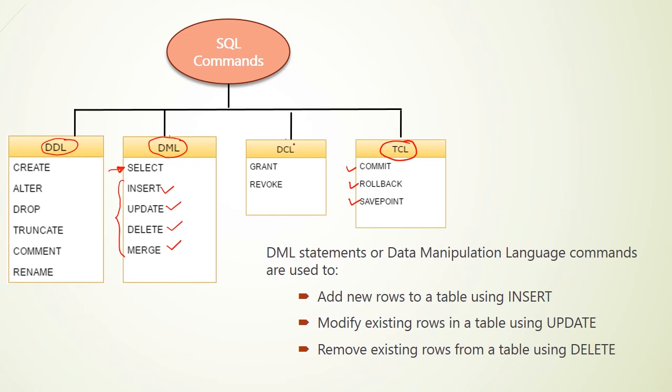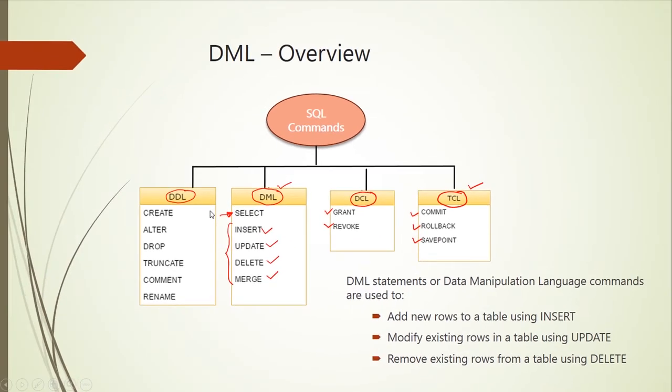The fourth category is data control language, or DCL. There are 2 main commands in this category: grant and revoke. Grant is used to give permissions to a database user. Revoke, to remove permissions from a database user. In this chapter, we are focusing on data manipulation language and transaction control language. Other categories will be discussed in later chapters.